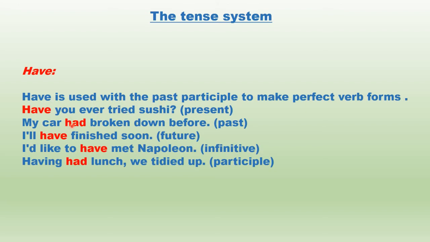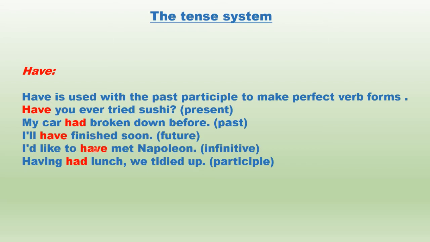My car had broken down before. Had here is an auxiliary verb. It's followed by broken, a past participle verb. I will have finished soon. This is future perfect tense because it consists of will, have, and a past participle verb. Have here is an auxiliary verb because finished is coming after.